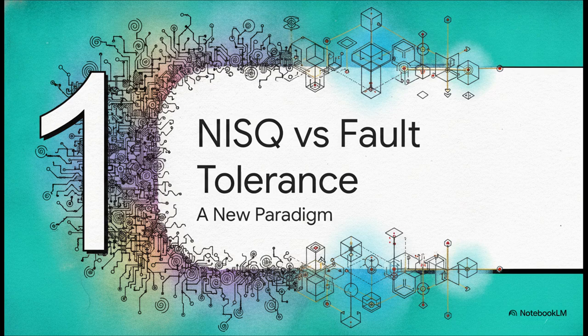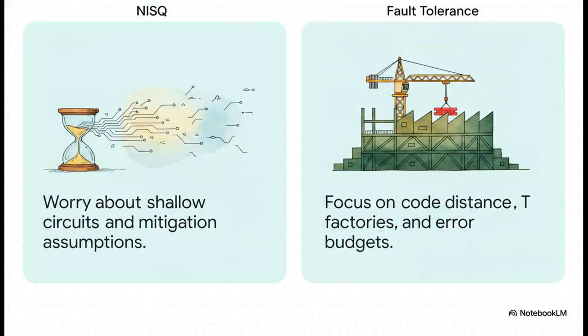All right, let's dive straight into Section 1, NISQ versus fault tolerance. Building long quantum computations requires a completely different engineering mindset than what we're used to today. Right now, a near-term or NISQ developer is constantly sweating over things like, is my physical circuit shallow enough to finish before the qubits decohere? Are my error mitigation assumptions actually acceptable? But a fault-tolerant developer? They live in an entirely different world.